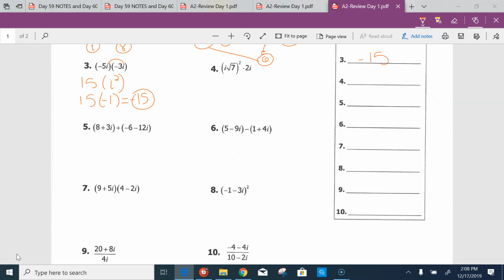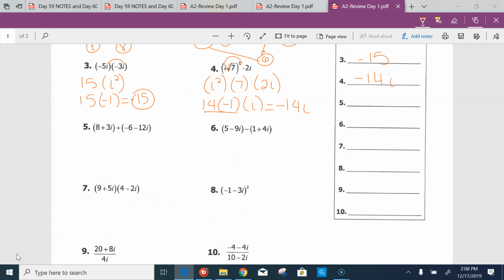Number 4, i times the square root of 7, squared. So first I'll square everything. I get i squared in the front times the square root of 7 squared. Those undo each other, and I'm left with just 7, and then times 2i at the end. So now I'm going to go ahead and multiply my whole numbers. 7 times 2 is 14. i squared is negative 1. And then I have that regular i that was with the 2 originally. 14 times negative 1 gives me negative 14, with that i traveling along for the road.